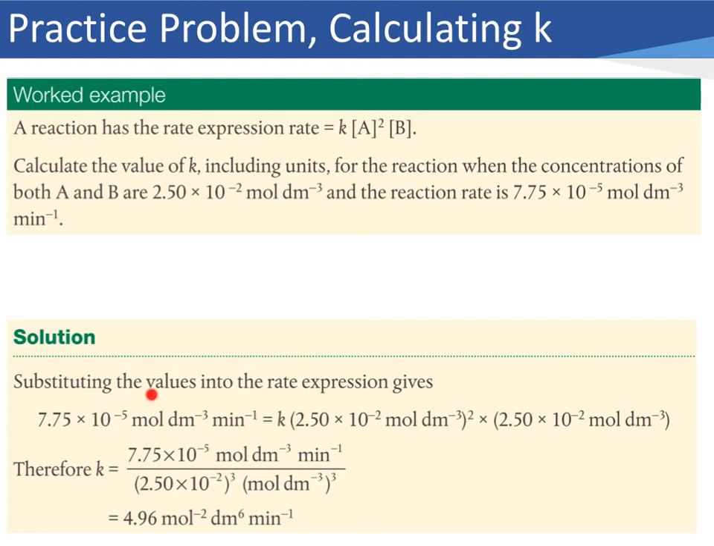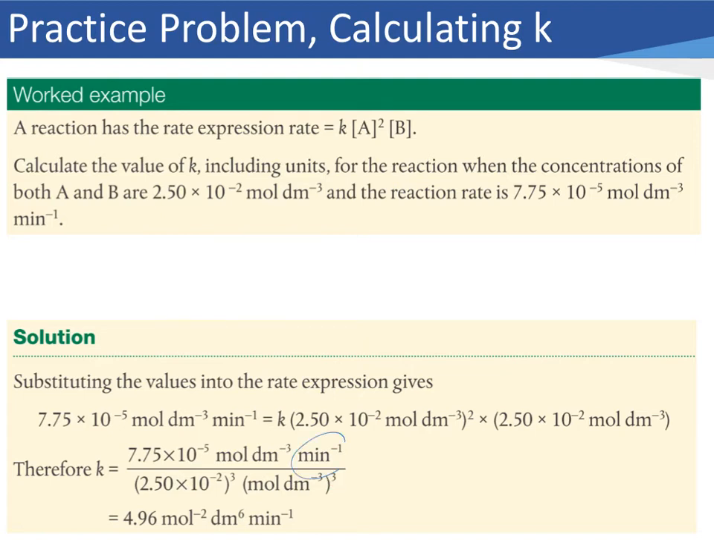So K is going to be this value here divided by these two values with that squared. So I have 7.75 times 10 to the negative fifth moles per decimeter cubed per minute divided by 2.50 times 10 to the negative second cubed, because these are both 2.5 times 10 to the negative second. This was squared, this was to the first power. And then my units, moles per decimeter cubed, are also cubed.